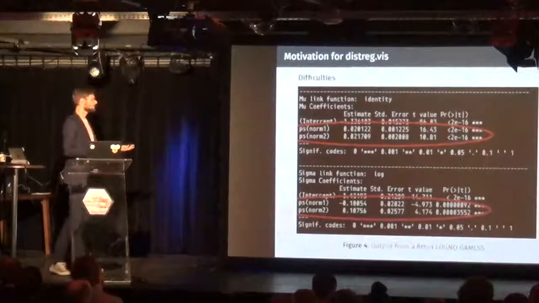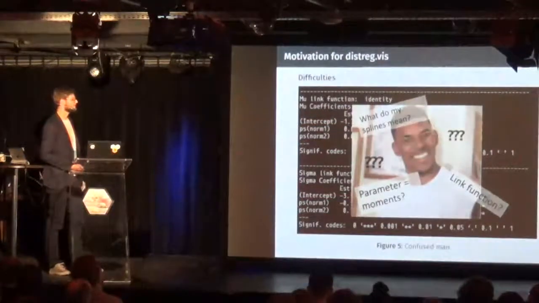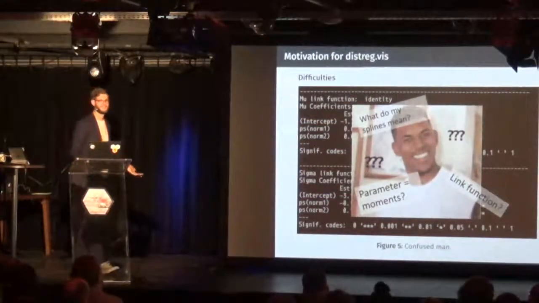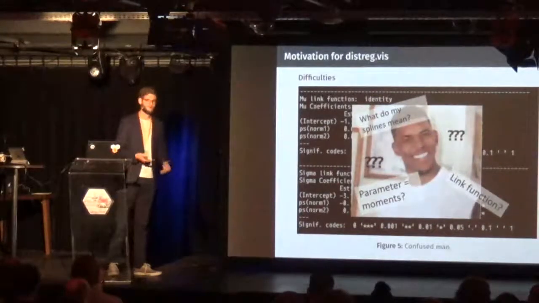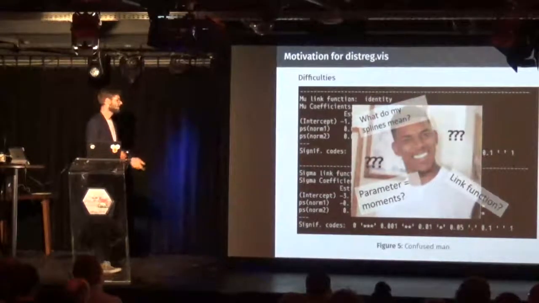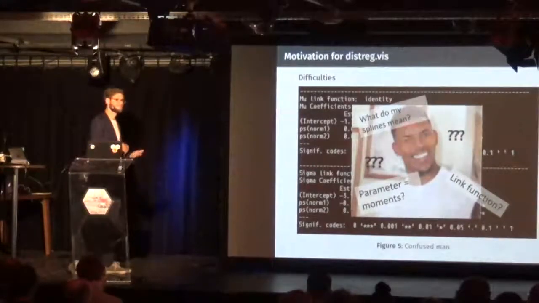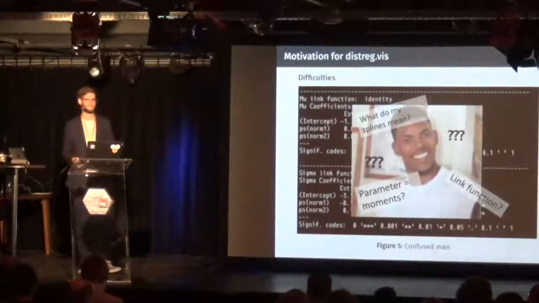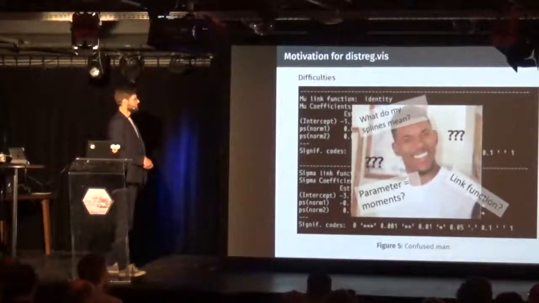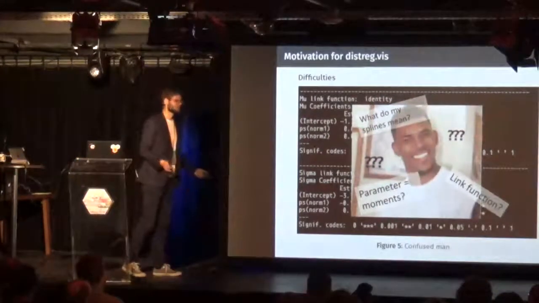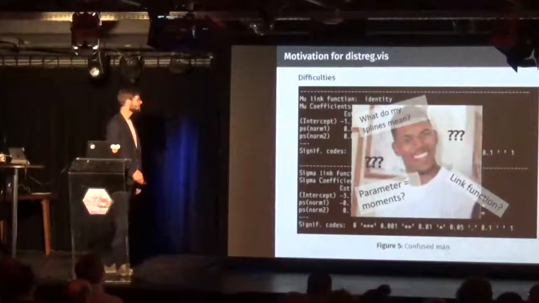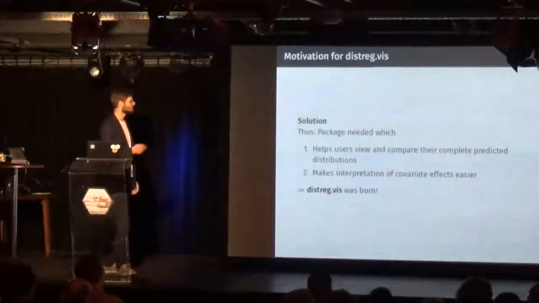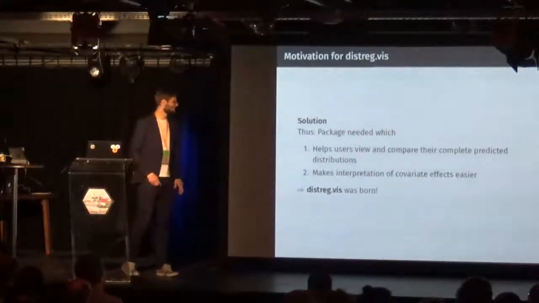And you look at that, and you're really confused. Because what do those splines actually mean? How does this relate to the moments? And actually, how does my link function take part in this? So we're confused. And this is solved by my package.